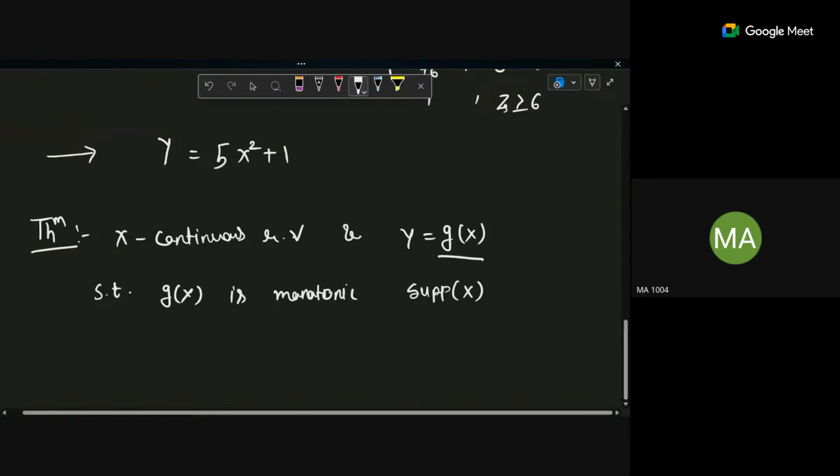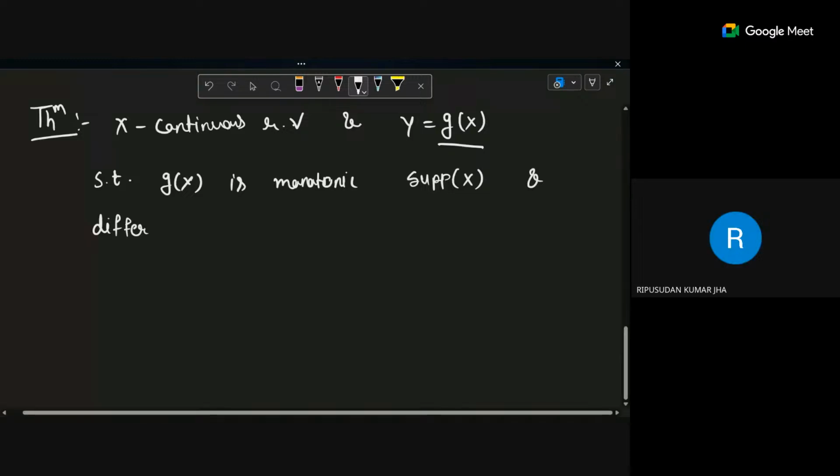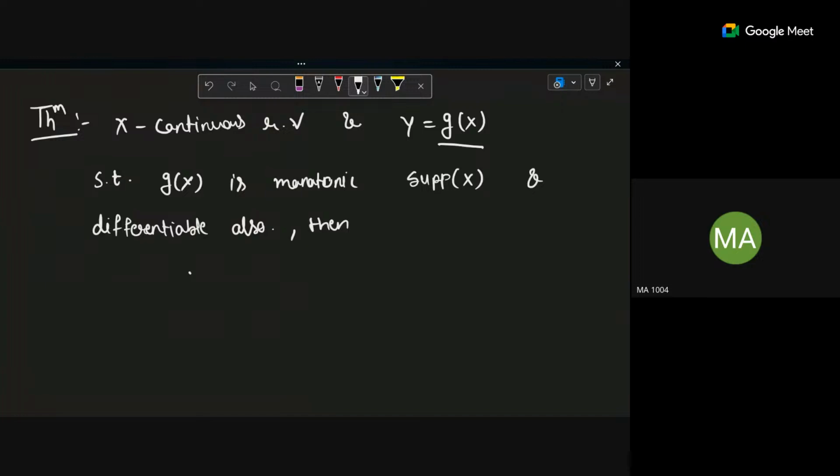If your g of x is monotonic on the support of x, and differentiable at every point in the support of x, then the PDF of the random variable y is equal to 1 upon g prime, and so on.